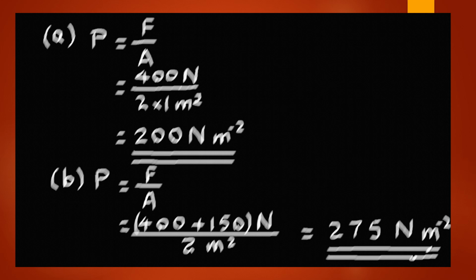Then part B, 150 newton weight is kept on the cuboid. So the total weight of the box is 400 plus 150. So it is the force exerted. Then the contact area is 2 into 1, that is 2 square meters. Then the pressure is 275 newtons per square meter. By this problem you can understand when the force is increased, pressure also increases.